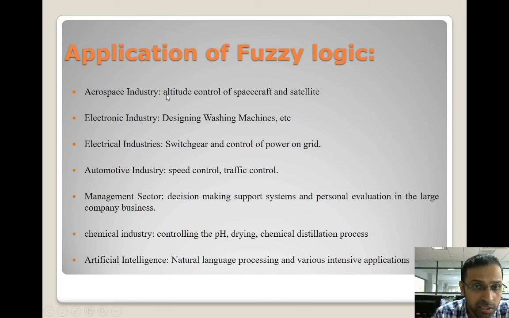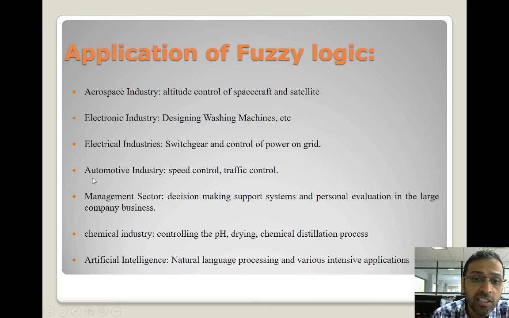So when we are talking about the aerospace industry, to control the altitude of a spacecraft, shuttles, for the landing control, for the aeroplanes and all those things, we can use fuzzy logic. In the electronic industry, the majority are using it for designing washing machines or some kind of controllers. For example, a system which requires feedback controlling and all those things, there we are using fuzzy logic. Then in terms of the electrical industry, switchgear and power systems are largely the area wherein we are using fuzzy logic on a very extensive basis.